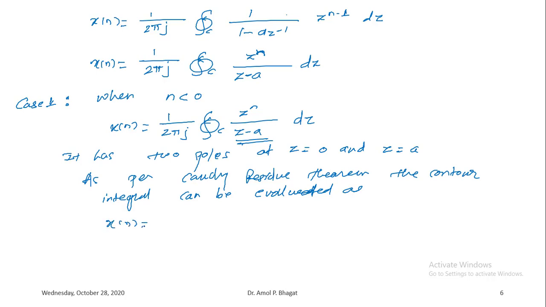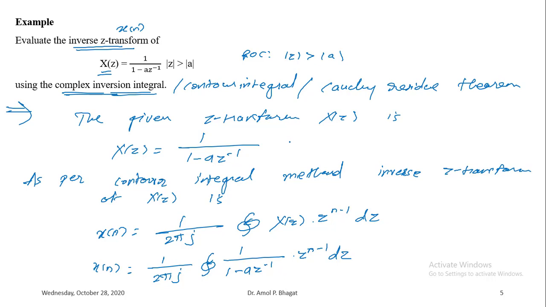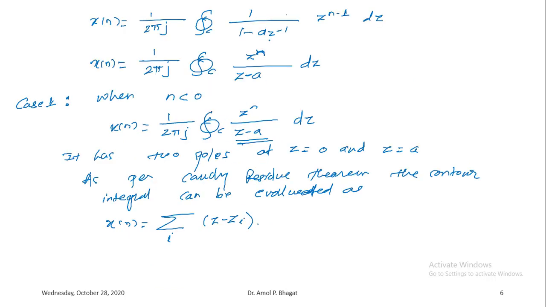Okay, so x of n is equals to, for all i, that means for all poles, what we are writing here is z minus zi multiplied by this complete term, that is z to the power n upon z minus a, because that thing we are representing here, z minus zi, x of z into z to the power n minus 1, right? So we already multiplied this 1 upon 1 minus a z inverse with z to the power n minus 1.